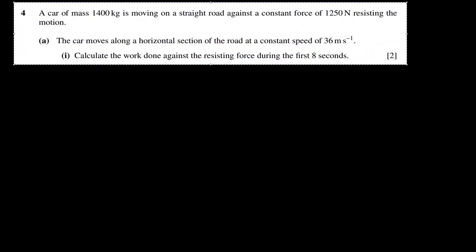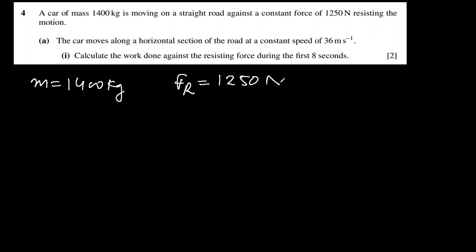Let's move on to question number 4, which is this. A car of mass 1400 kg moves on a straight road against a constant force of 1250. So the resistive force is 1250 Newton. The car moves along a horizontal section of the road at a constant speed, 36 meters per second. Calculate the work done against the resisting force during these 8 seconds.